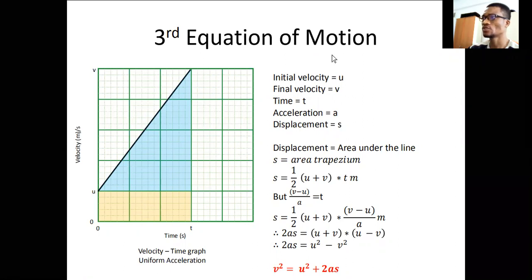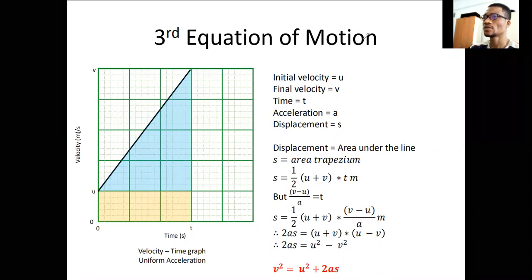You can use this equation to calculate velocity. You can also use it to calculate acceleration. You can use it to calculate displacement too as well. I want us to consider some practical problems so that you can know how to apply these equations. So here we go.